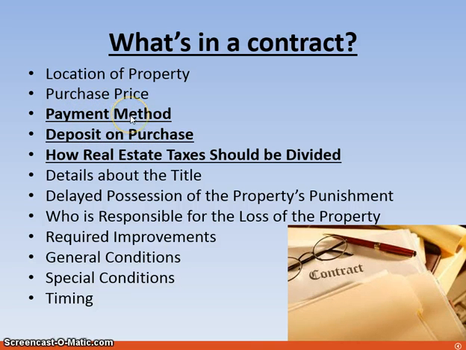First is the payment method and the deposit on the purchase. These two are negotiated with the bank. Often people need to take a loan from the bank, and the loan requires a down payment. There are also real estate taxes that need to be paid for the year that the house is being purchased within, and those need to be divided appropriately between the seller and the buyer.